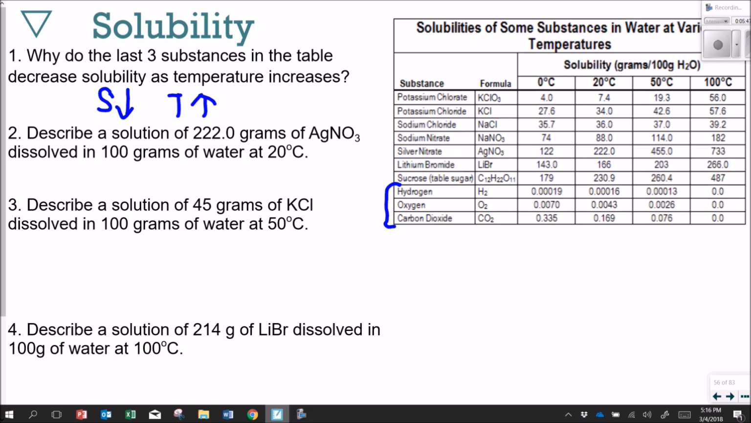Number 2, describe a solution of 222 grams of silver nitrate dissolved in 100 grams of water at 20 degrees Celsius. I go to silver nitrate at 20 degrees Celsius, and I can see that I have 222 grams dissolved at that temperature. So that is a saturated solution.